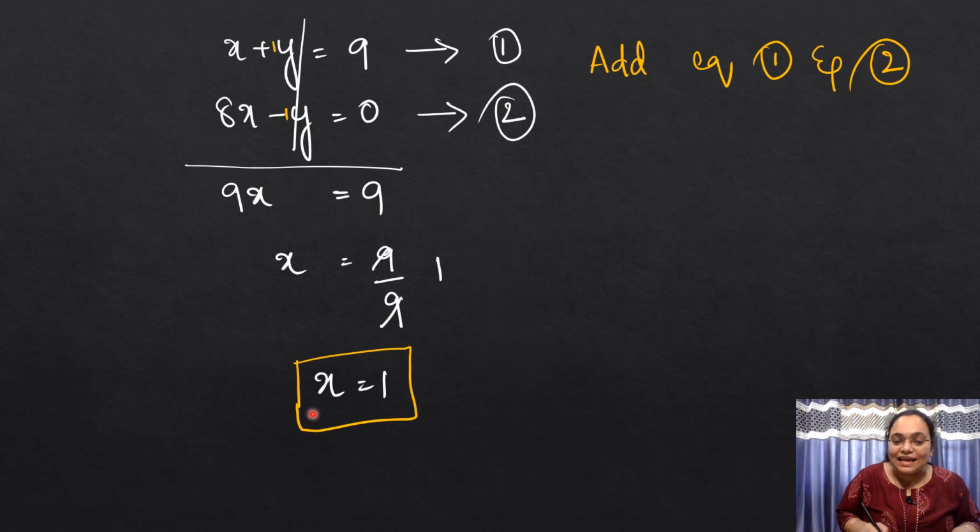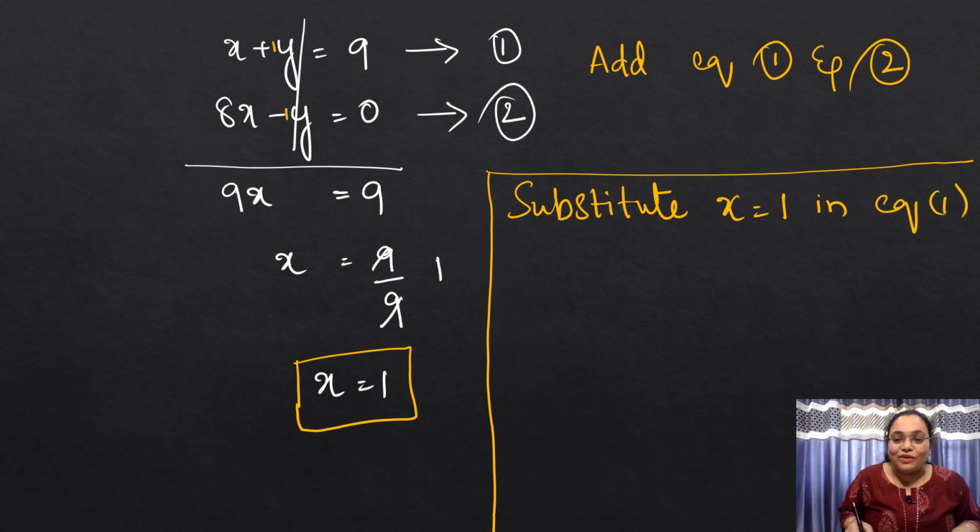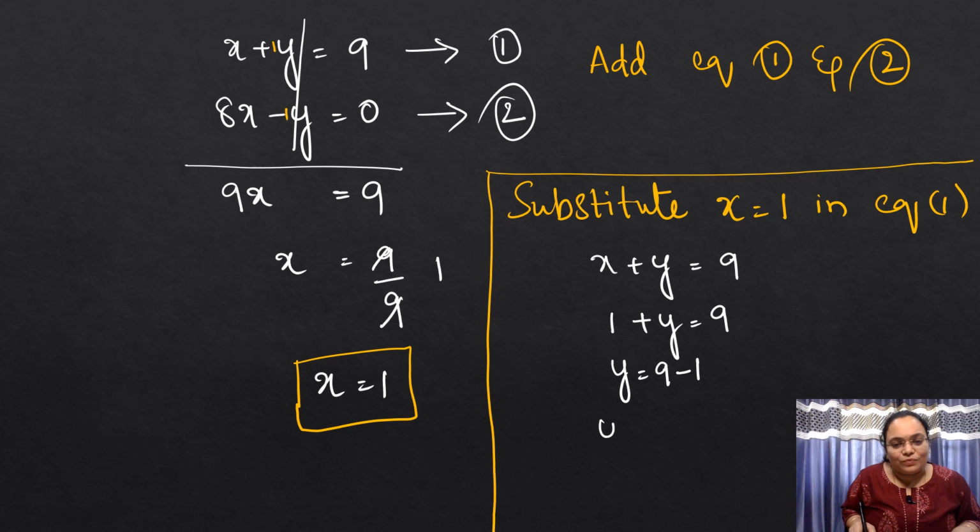After getting the x value, you will substitute it in any one of the equations. Substitute x is equal to 1 in equation number 1. What is equation 1? x plus y is equal to 9. We know the x value, it is 1 plus y is equal to 9. So, y is equal to 9 minus 1. You will get y is equal to 8.